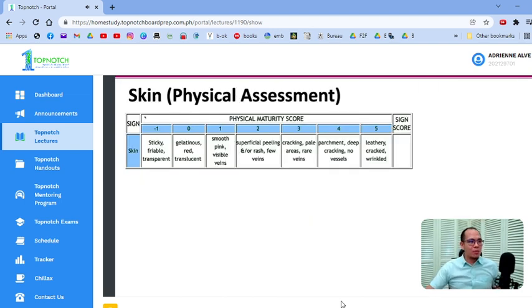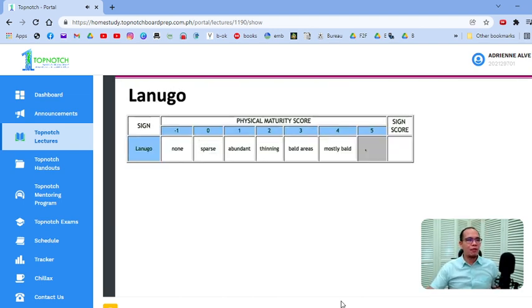Okay? Let's go to physical assessment. So you check for the skin. Madaling i-describe yan. Nandiyan na yan. Self-explanatory. Lanugo is very important. Anong meaning ng sparse saka thinning?